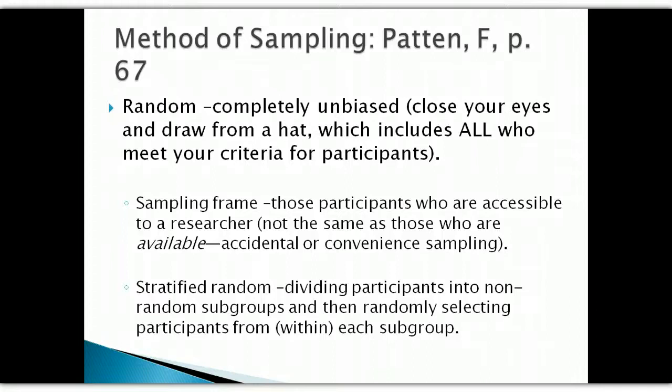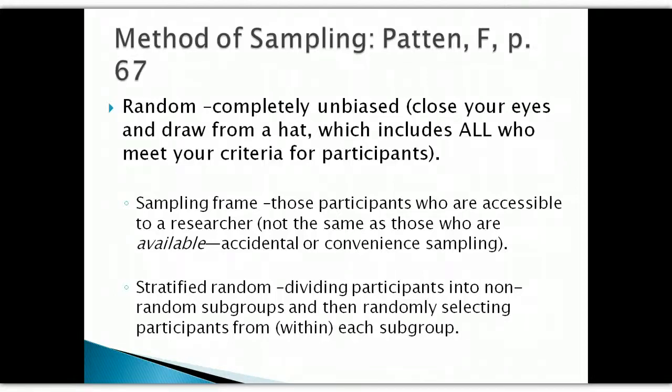That's your sampling frame. But remember that this is not the same as just those participants who are available. Accessible and available are two different things. You can have participants who are accessible who may not be available to participate in your study. If you're just limiting your study to those who are available, that's accidental or convenience sampling. That's not your sampling frame. So keep that distinction in mind, accessible versus available. Accessible is a sampling frame, and available is accidental or convenience sampling, which we'll talk some more about later.